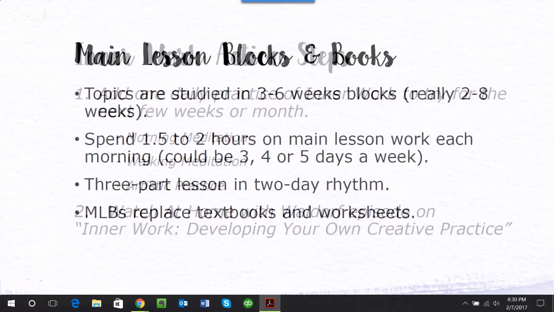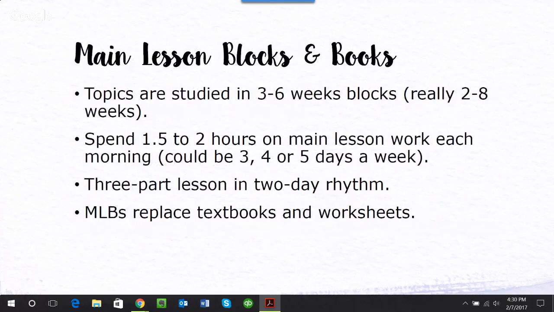All right, now we are on to principle number 4, I believe, and that is main lesson blocks and books. So this is, to me, one of the beauties of the Waldorf approach. And I remember one year I bought an Oak Meadow curriculum.